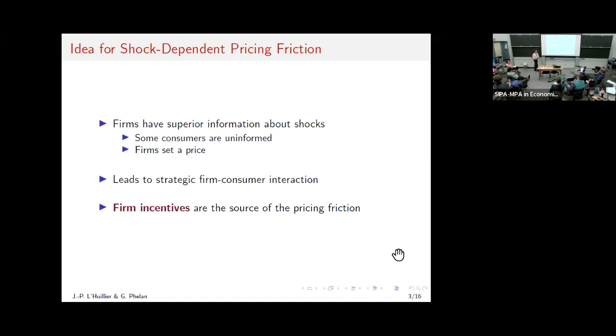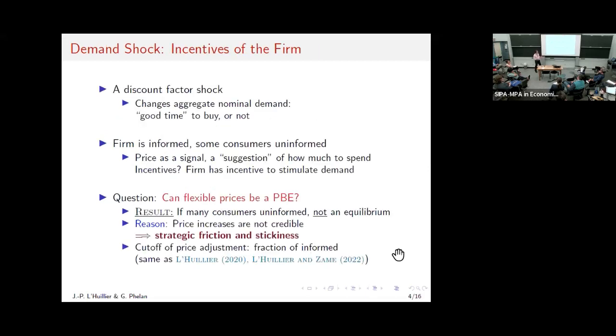And in this strategic interaction, what I want your attention to zoom into is firm incentives, because firm incentives are going to be the source of the pricing friction. And so the point of the presentation is to explain why firm incentives are different in demand shocks and supply shocks, and how that can lead to shock dependence. So let me try to explain that. First, the demand shock case, then the supply shock case.